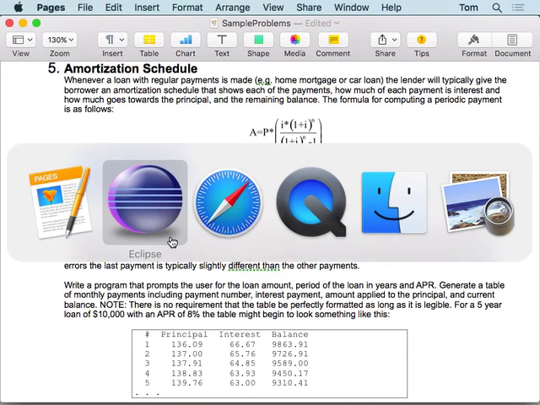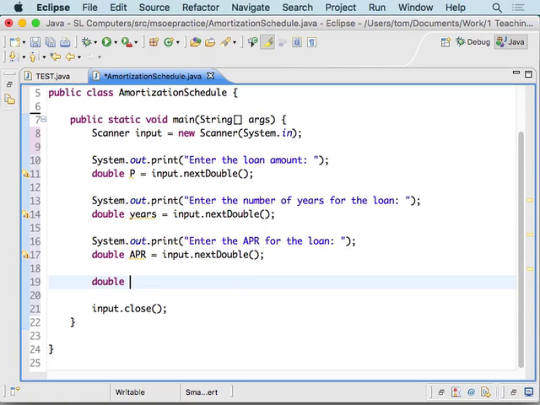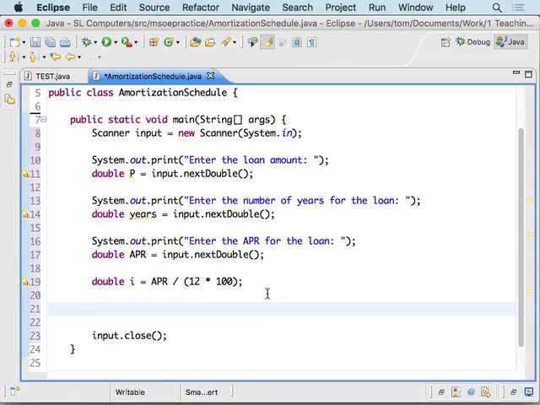Okay? So let's go ahead and figure out what that's going to be. So double I is going to equal the APR. And if I do divided by 12 times 100, that's actually going to give me the wrong answer. Basically what happens here is it's going to figure out APR divided by 12, get a result, and then multiply that by 100. So I either have to do APR divided by 12 and then divided by 100, that'll give me the right value, or if it makes more sense to you to say times 100, then we want to put that in parentheses to get that interest rate. Okay?